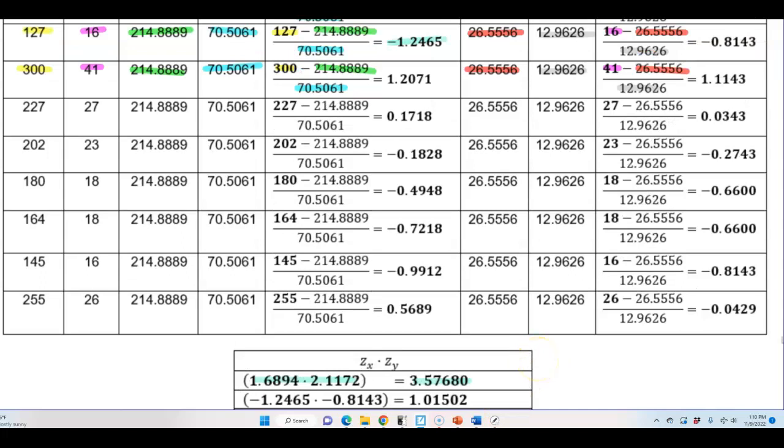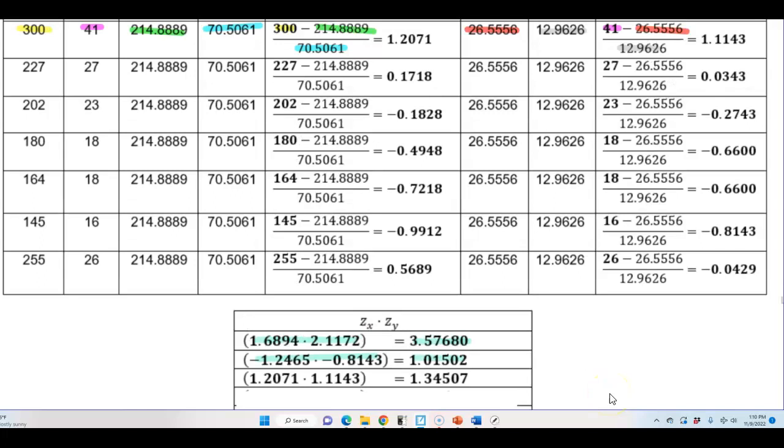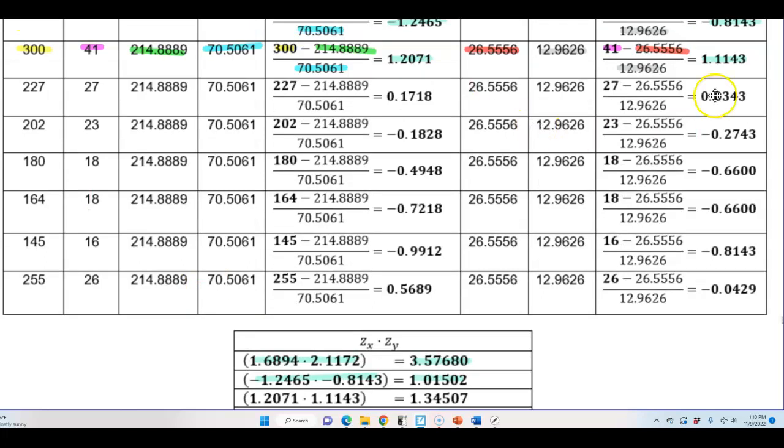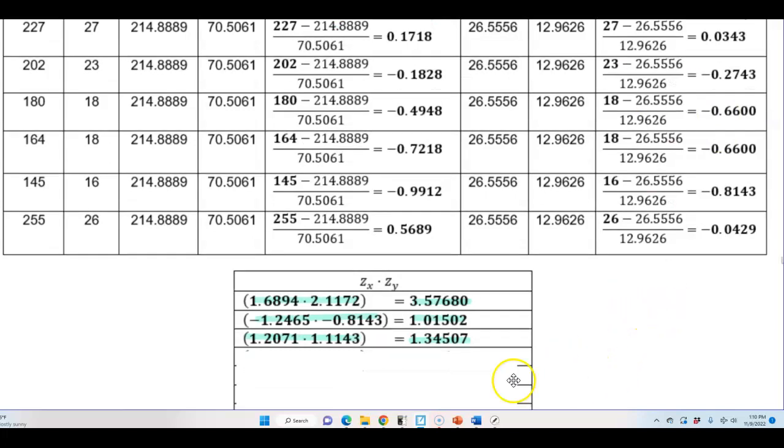Okay, take a look at the next one. If we take the z-score of the x value and multiply it by the z-score of the y value, then we get 1.10502. If we take the z-score of the x value here, which is 1.2071, multiply it by the z-score of the y value here of 1.1143, we get 1.34507. Next, 0.1718 times 0.0343 gives us 0.00589.